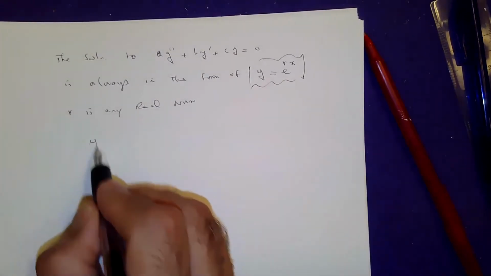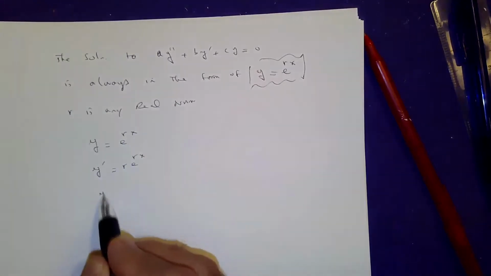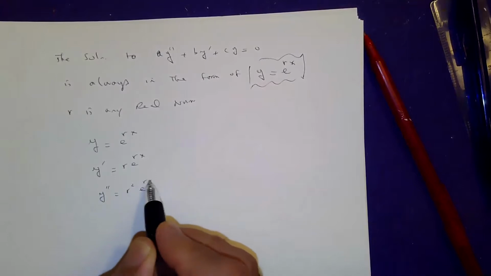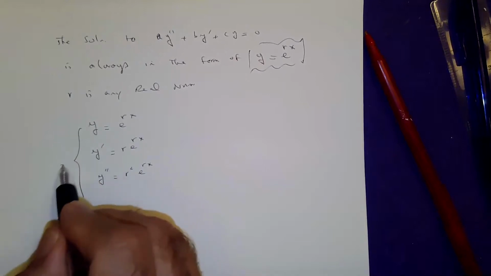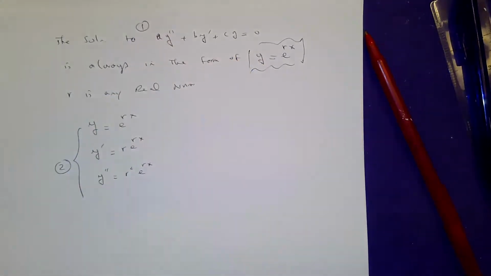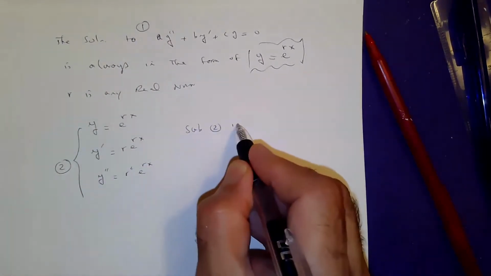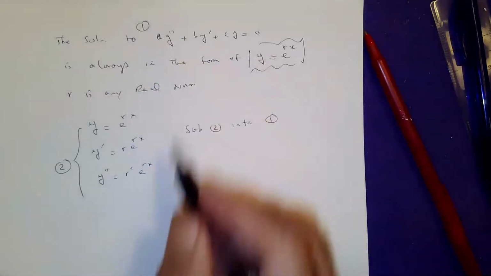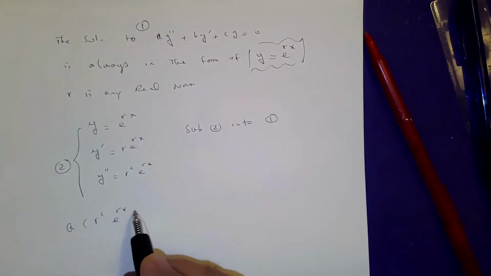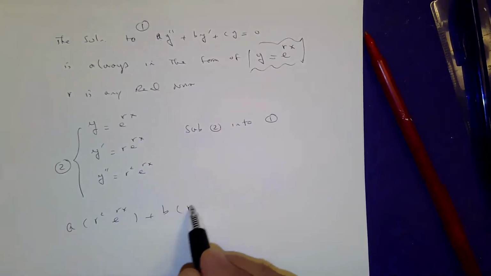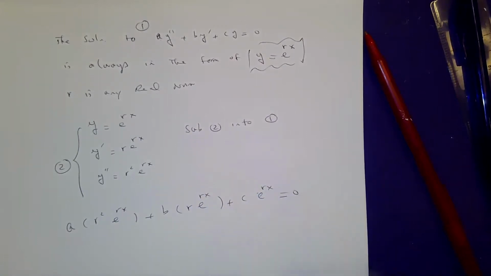If that's the solution, e to the rx, I can take two derivatives of this, like so. Okay, sorry, I'm writing fast because I'm running out of time here. Let's call this equation 1, and the derivatives equation 2. Substitute 2 into 1. So replace y double prime with r squared e to the rx, y prime with r e to the rx, and y with e to the rx, and set it equal to 0.